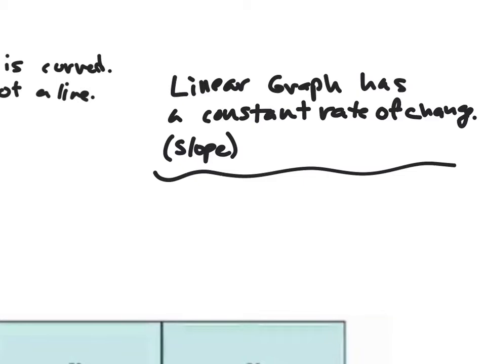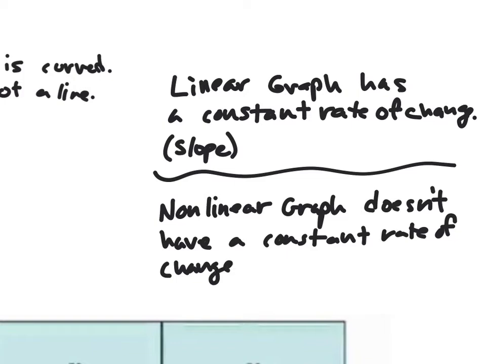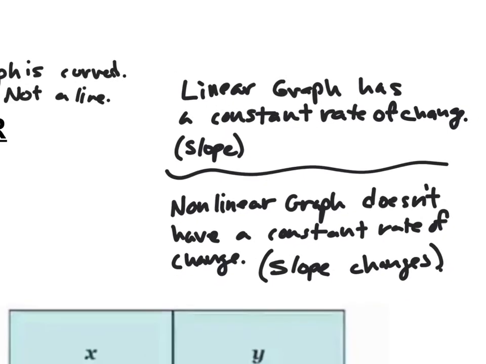A nonlinear graph does not have a constant rate of change. So in other words, we can say that the slope changes. And we'll talk about that. We'll look at why that happens. So that's the idea.